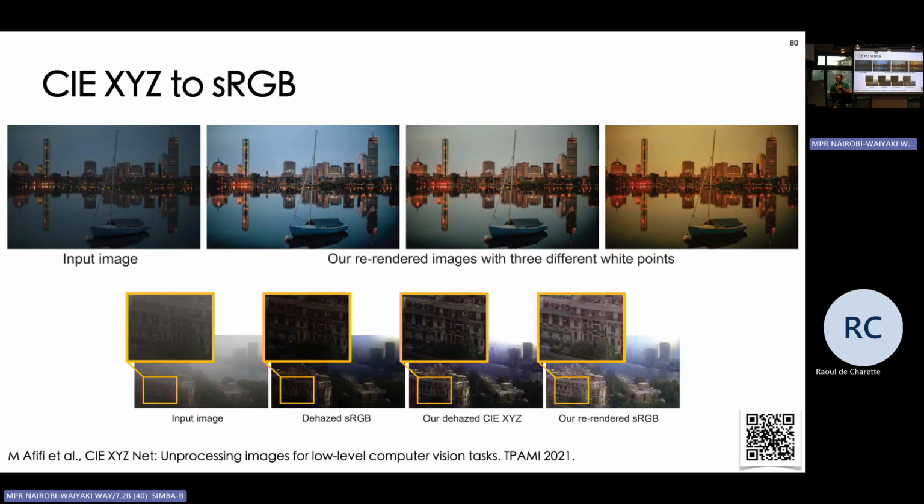It's useful for different applications. So in sRGB, right now with this, we can do better white balance manipulation at post-capture time. We can even do different low-level computer vision tasks in better ways. For example, here, dehazing in an sRGB image. So this is the sRGB image. If we dehaze that directly, versus dehazing it in the reconstructed linear image and then rendering that back, we get this result versus this result.